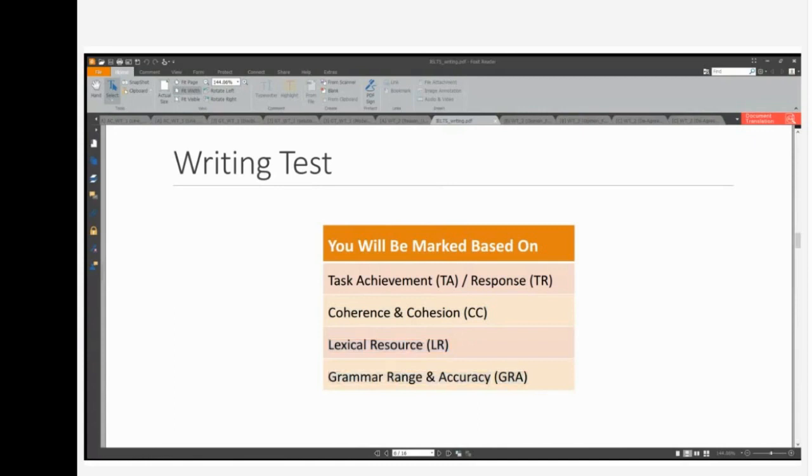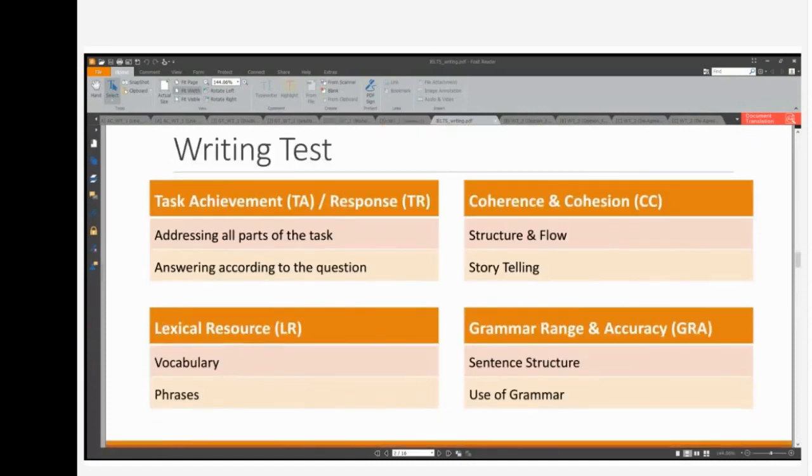So let's discuss these four things that are present in the writing test. In writing, in task achievement or task response, the examiners will be looking at whether you have addressed all the parts of the task or not. That is, to address all the keywords that are present in the question and whether you are able to answer the question according to it. Suppose the question has asked you something and you have written something totally different. That is failing in this particular task. So you have to make sure that you answer according to the question.